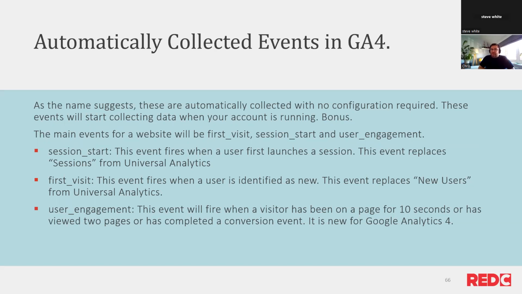The first set is your automatically collected events, and as the name suggests, they're collected automatically. You don't need to do anything for them, it's just set up automatically, it's running for you. The first one is an event called session start, and it's an event that's fired when a user first launches a session. It replaces the sessions metric from Universal Analytics.